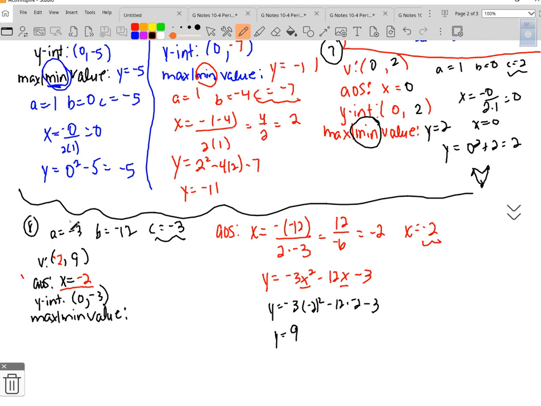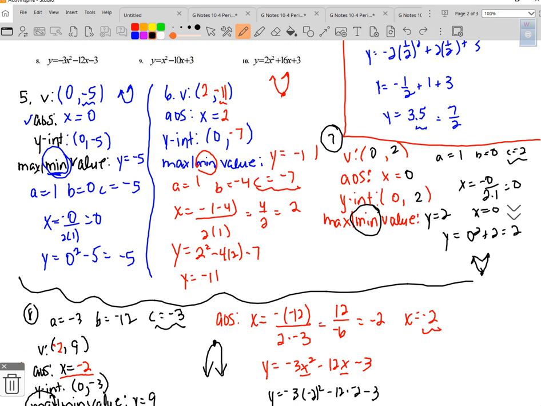Now, a is negative. That means this parabola opens down, right? And that means the vertex is a maximum point. So we're going to circle this. And our maximum point is when y equals 9. The highest point is the vertex, and the height would be the 9. Alrighty, 9.